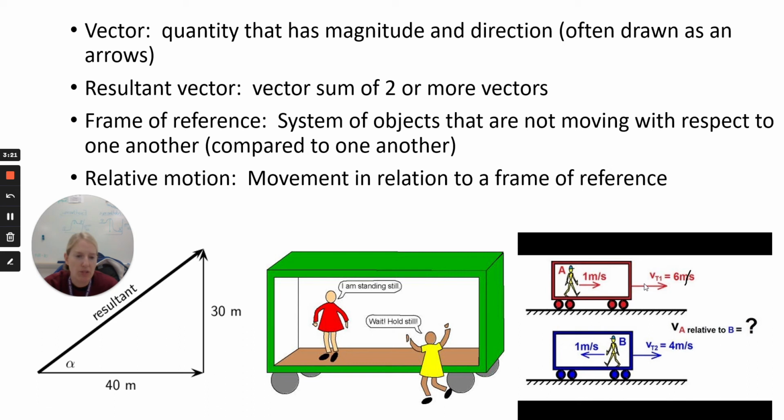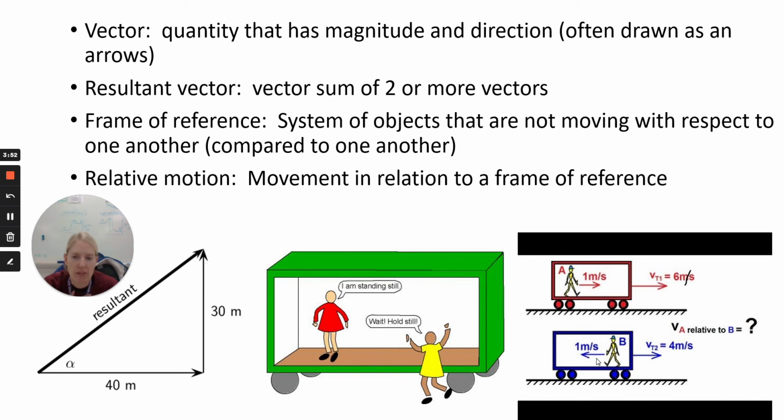In this picture, we have some individuals also on train cars, and we also see some arrows, or some vectors, showing direction. In this case, they're both in the same direction. In this case, they're in opposite directions. And those arrows are also indicating the magnitude of the motion. We can see the 1 meter per second arrow here is shorter than the 6 meter per second arrow because 1 is less than 6.